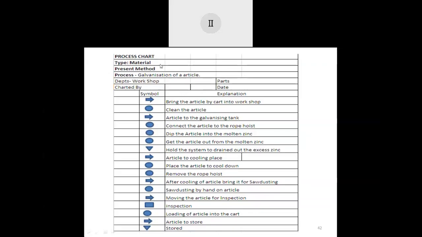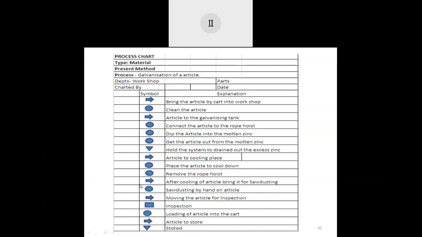So at the top of any process chart, you have to write down in a default format the industry or the field where this process chart will work. Then the parts, some batch code and different codes will be written there. Then who will make this chart, charted by, that person's name will be there, then at which date. Then there are different symbols and their explanation we need to write here.